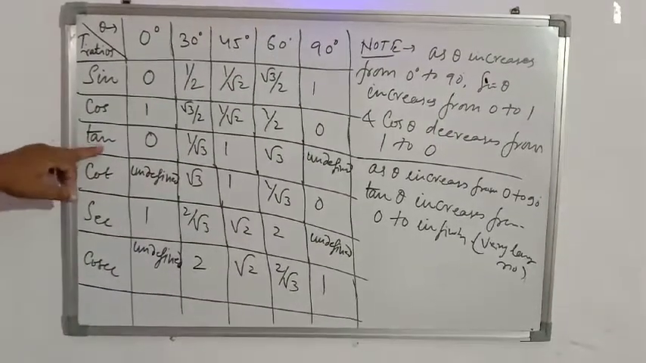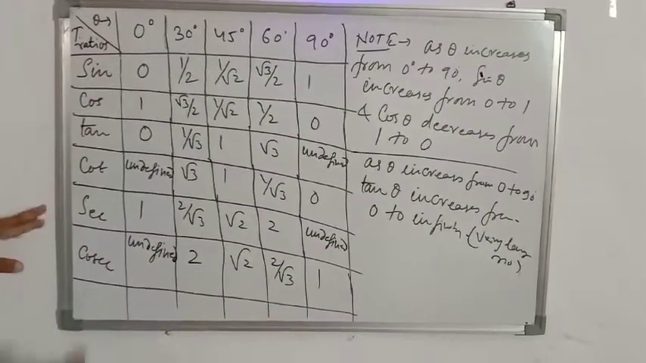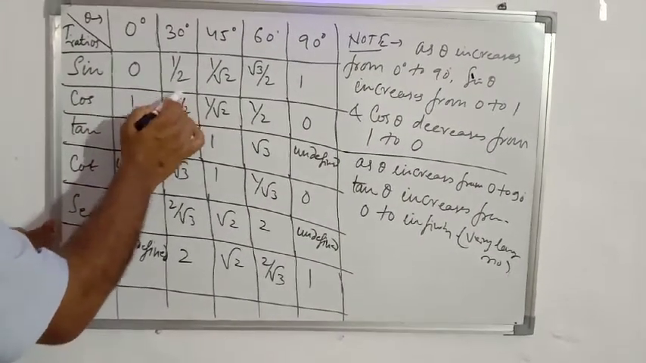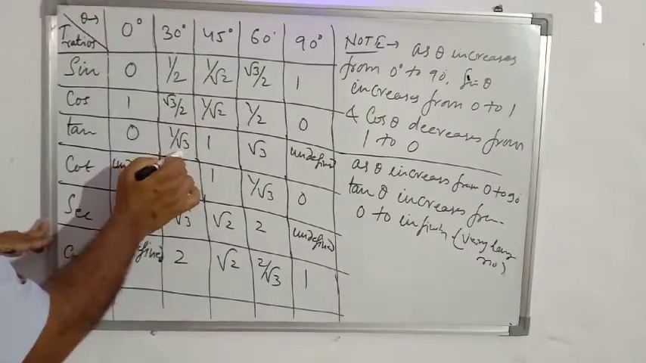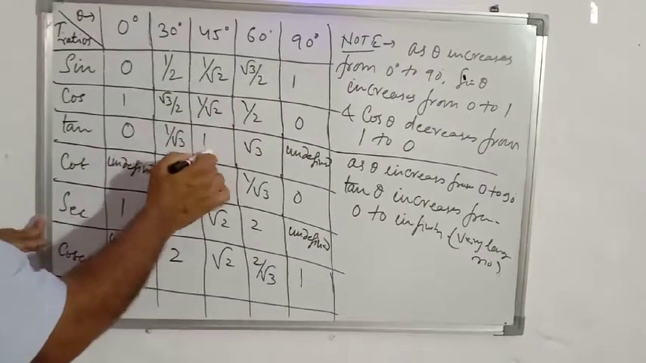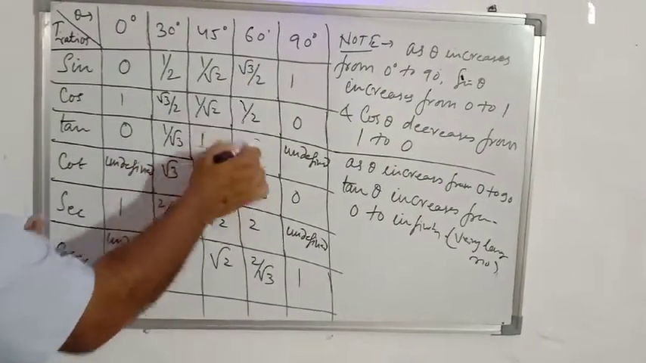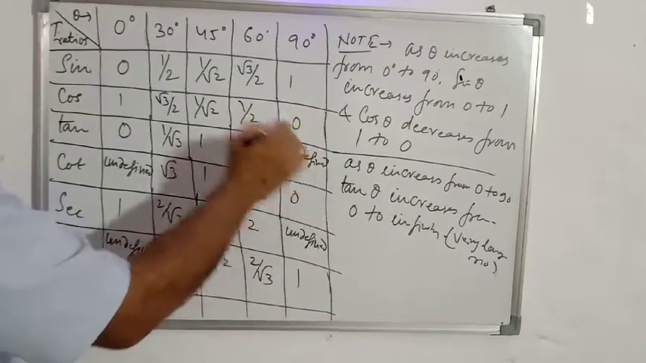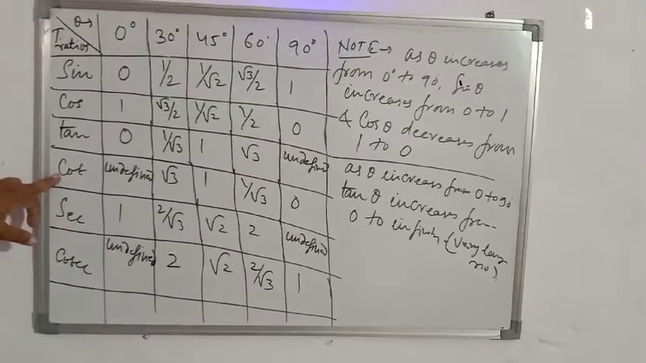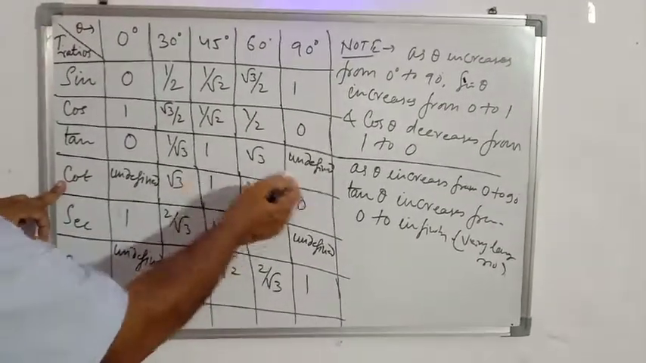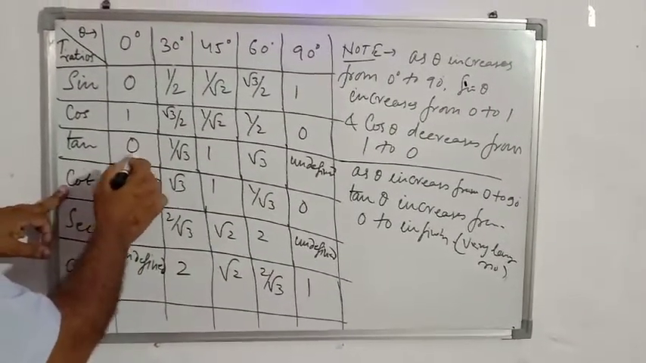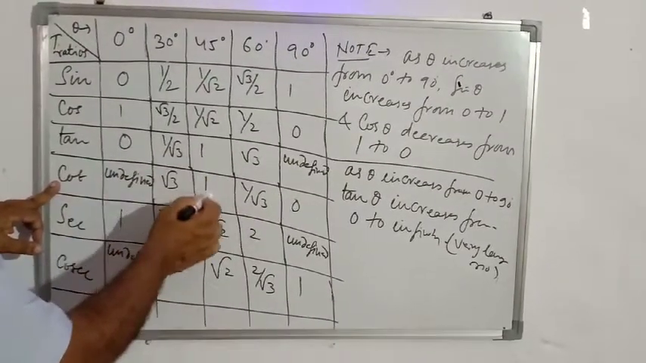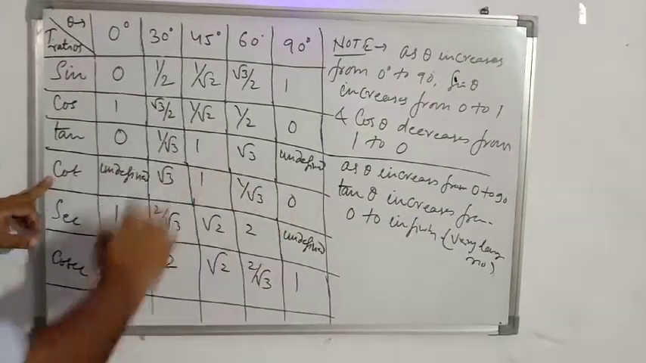For tan we know that sin upon cos is tan, so divide sin by cos. So 0 by 1 will come 0. When we divide, 2 cancels, 1 by root 3 will come, then 1 by root 2 cancels and 1 will come, here 2 cancels and root 3 will come. When we divide 1 by 0, denominator is 0, it is undefined. When we write cot, again take the reciprocal of tan, or write it in the reverse order: undefined, root 3, 1, 1 by root 3 and 0.